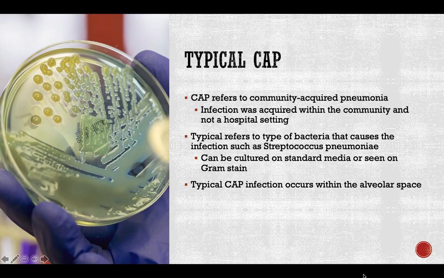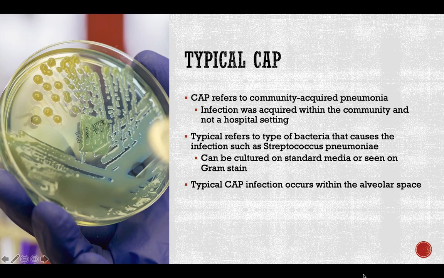So typical CAP. There are two different types of CAP: typical CAP and atypical CAP. I'm going to specifically talk about typical CAP, so to break it down, CAP refers to community acquired pneumonia, which means that the infection was acquired within the community and not a hospital setting. And typical refers to the type of bacteria that causes the infection, such as Streptococcus pneumoniae, which is the bacteria that most commonly causes lobar pneumonia. Also, bacteria that can be cultured on a standard media or seen on a gram stain are considered typical. If the bacteria cannot do those things, then it's considered atypical.